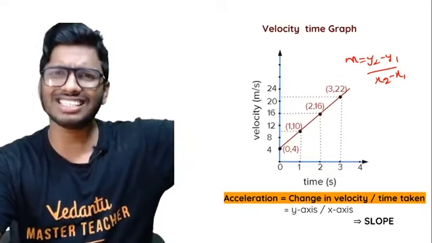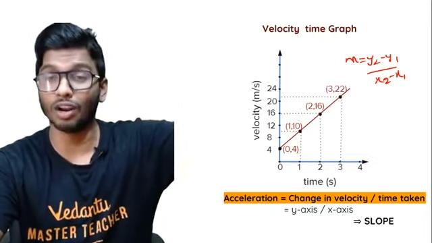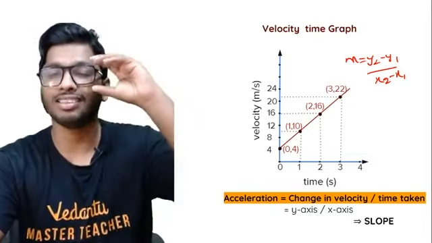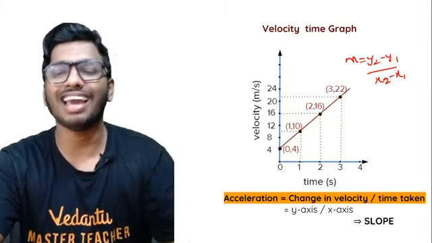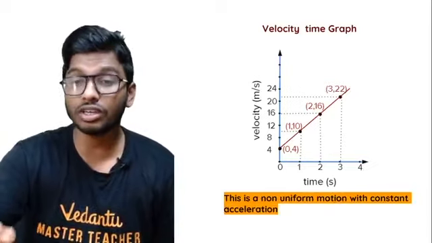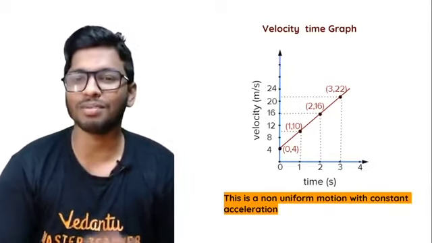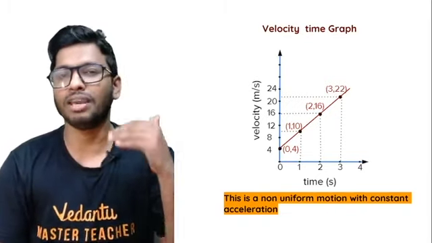Whereas if you talk about a distance time graph, that is going to yield you speed. In a displacement time graph, that is going to give you velocity. In a velocity time graph, the slope of the graph is going to give you the acceleration. So in this case, you can come to the conclusion that the body is in non-uniform motion because obviously the velocity is changing, but with constant acceleration. Because if you find the acceleration in this case, it would be constant.